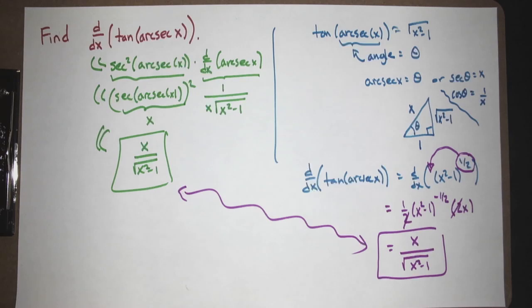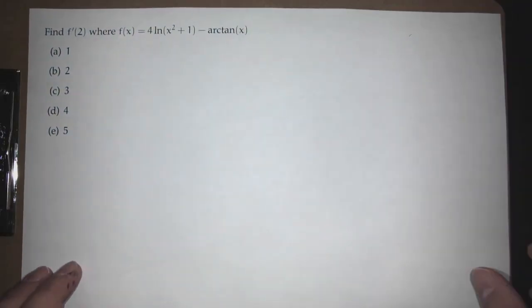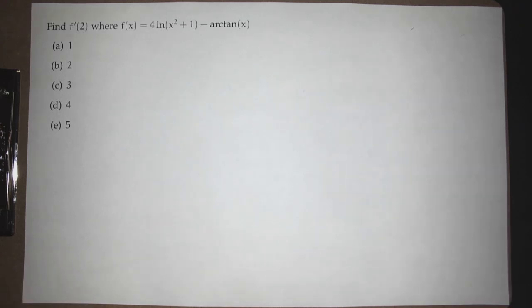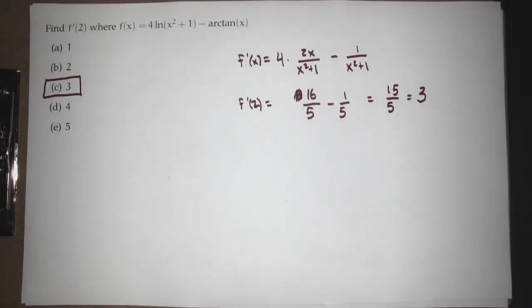Well, that leaves us a couple of minutes. So let's have you try a problem. Find f prime of 2, where f of x is 4 log of x squared plus 1 minus arctangent of x. We have a couple of options here: 1, 2, 3, 4, 5. C? 3? Good. C. So no surprises here. Take our derivatives that we know, plug it in. Life is good.